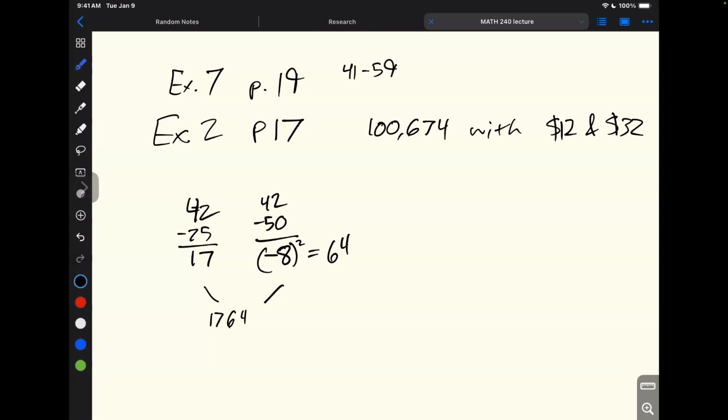Okay, so work with your neighbors, try and solve example 7. If you get stuck, maybe switch to example 2. Go for it.